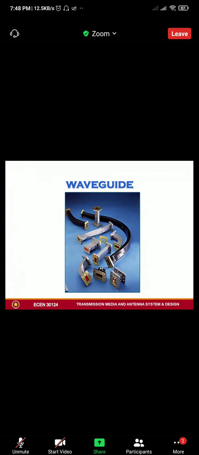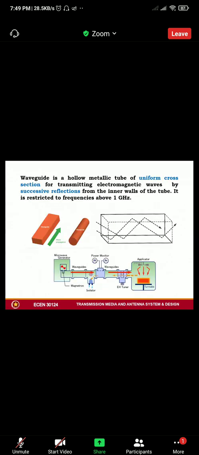Okay, so as mentioned, waveguide is a hollow metallic tube of uniform cross-section for transmitting electromagnetic waves by successive reflections from the inner walls of the tube. So ang mga dapat nating tandaan dito, uniform cross-section at ang propagation mode sa kanya ay successive reflections. So ginagamit lang siya for frequencies above 1 gigahertz because waveguide will only carry or propagate signal above the cutoff frequency. So, below the cutoff frequency, walang reflection na magaganap sa ating waveguide.